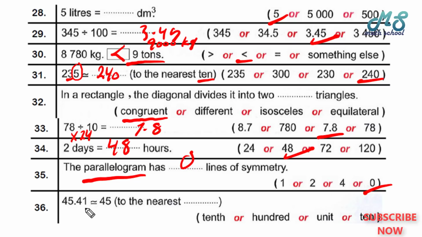Next: 45.41 to the nearest, approximately equals 45. Here he asks you to the nearest what? Be careful, here you don't have a fraction or decimal part. So it will be to the nearest ones place or units place. So to the nearest unit. Sometimes they call it to the nearest whole number.